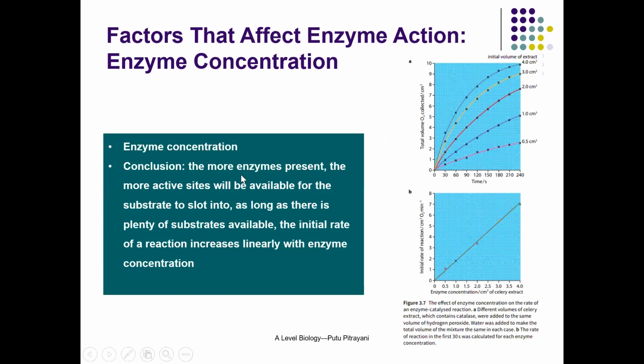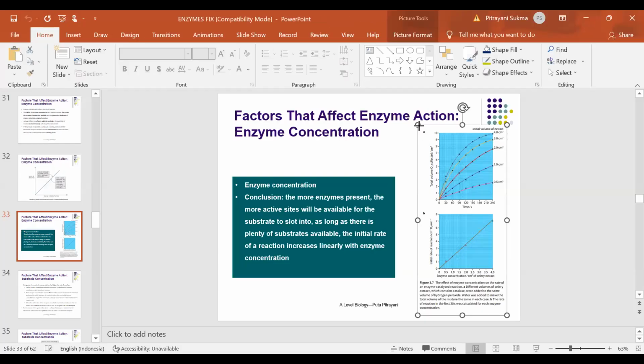So in the enzyme concentration, the more enzyme present, the more active sites will be available for the substrate to bind or to slot into. As long as plenty of substrate is available, the initial rate of the reaction will increase linearly with enzyme concentration. You can see this in graphic A. Okay, let me make it bigger.